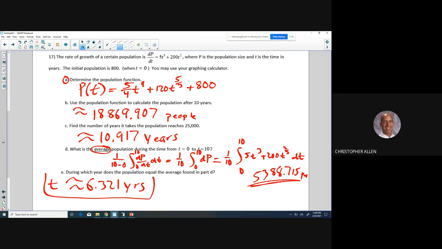Does that make sense? I think that's a great question, and students that don't take time to make sure they know how to use their calculators are going to be in trouble on the exam.